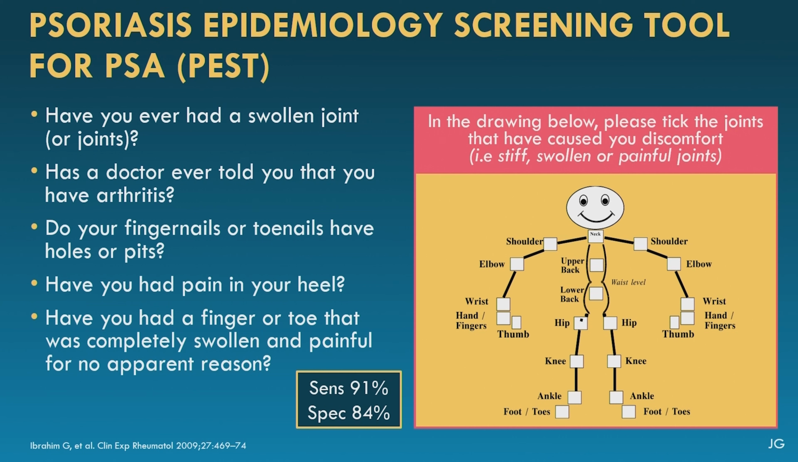Have you had a finger or toe that was completely swollen and painful for no good reason, right? Do you ever wake up with a hot, swollen finger or toe, like a sausage digit, dactylitis? That's what you're screening for. It's a yes or no. So if you have 3 positives, you have a really good documentation with a high degree of certainty that the patient has joint disease also. This is also downloadable from the National Psoriasis Foundation on their website as well.